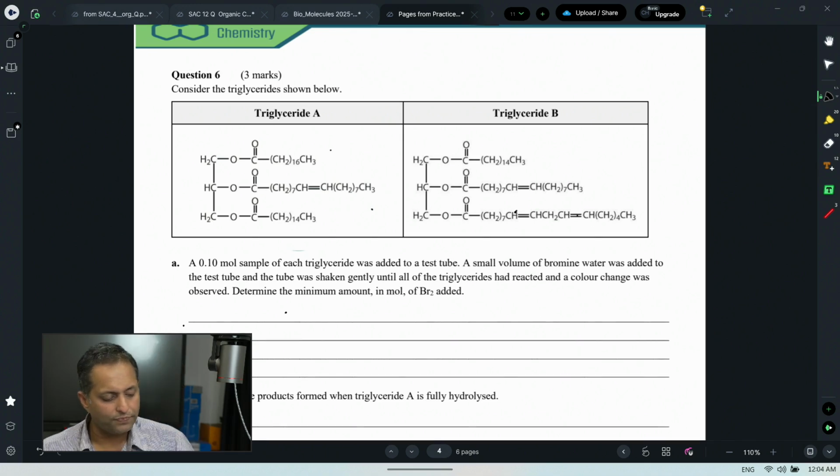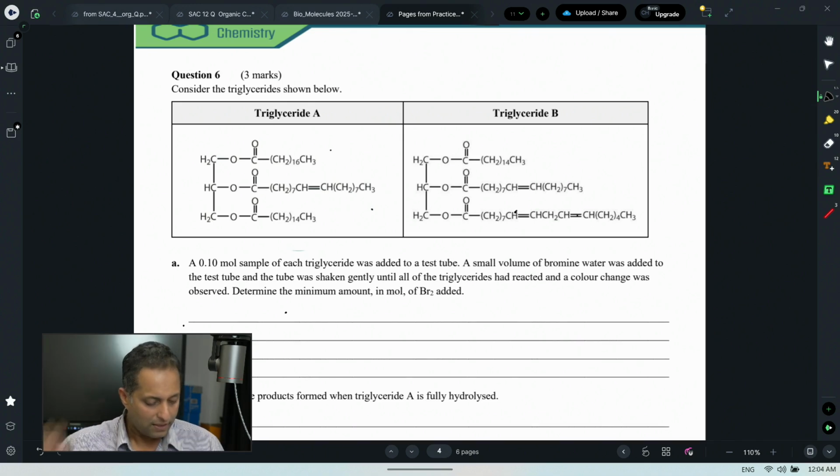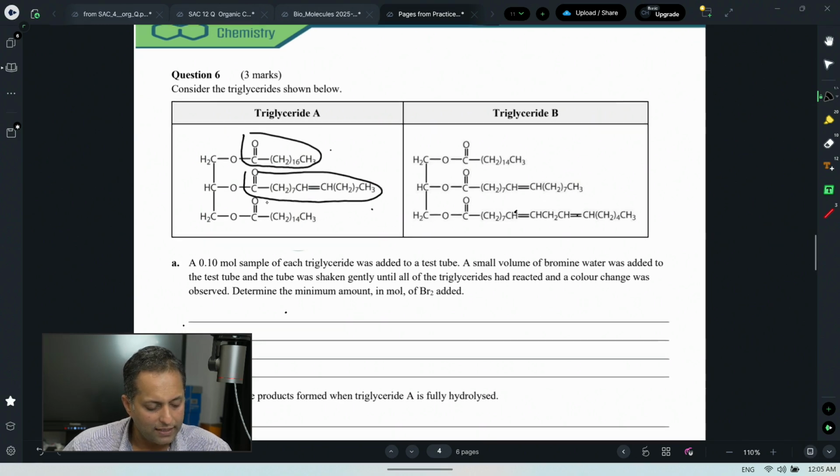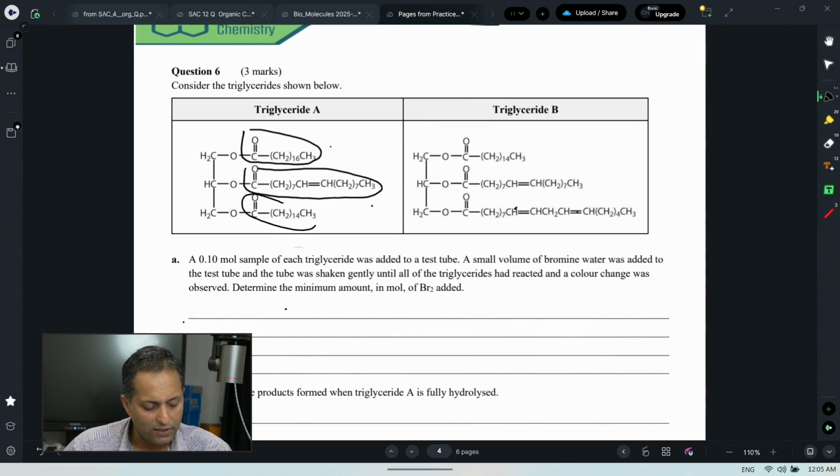Now, what is the question asking you? Before we start looking at the question, the fatty acid of triglyceride A is a saturated fatty acid, isn't it? This one is unsaturated, monounsaturated. There's one carbon-carbon double bond, and this one is again a saturated fatty acid.